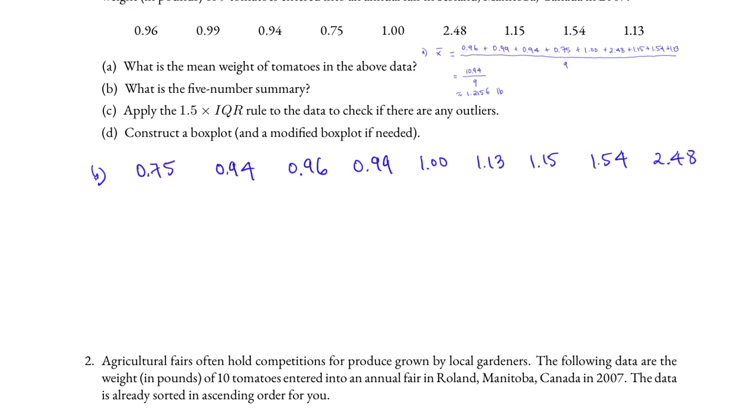We have 9 numbers. The 5-number summary consists of the minimum, Q1, the median, Q3, and the maximum in increasing order. We see that the minimum is 0.75. The maximum is 2.48 because we sorted the data in order already. This is a relatively small data set, and so to find the median, we just pick the number in the middle, going 1 by 1. We see that the number in the middle is precisely 1.00.